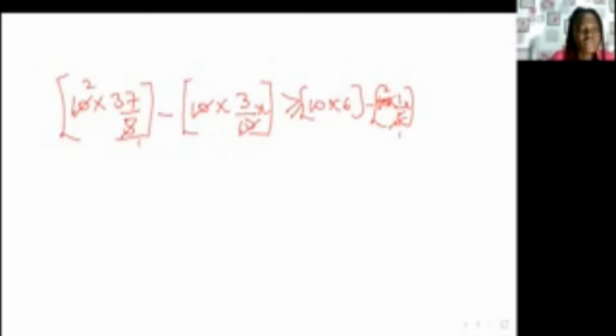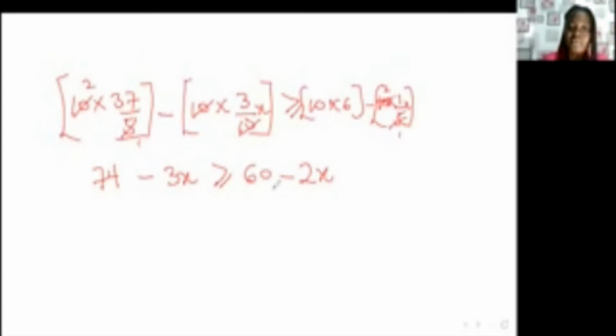Then we simplify. So 2 times 37 will give us 74 minus, this place is left with 3x greater or equal to 60, 10 times 6, minus 2 times x, which will give us 2x. You are looking for x and not all these things. So what do we do? We group like terms.